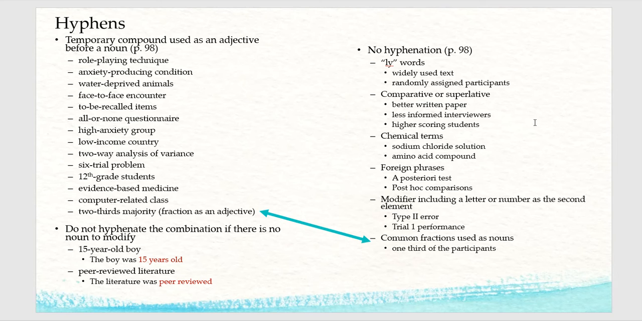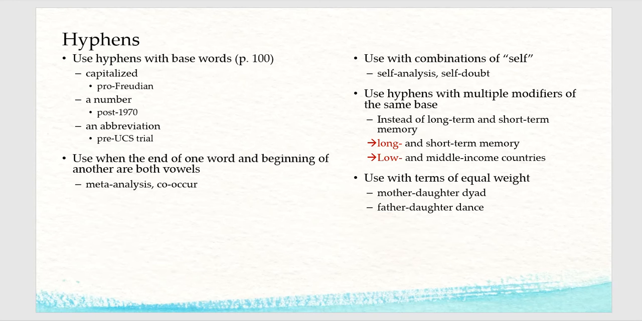And then we don't use hyphens with what they describe as comparative or superlative, so better written paper, less informed interviewers, higher scoring students. These are not hyphenated. We do not use hyphens with chemical terms and foreign phrases, or a modifier with a letter or a number as the second element. And then I already went over this with the fraction being used as a noun.